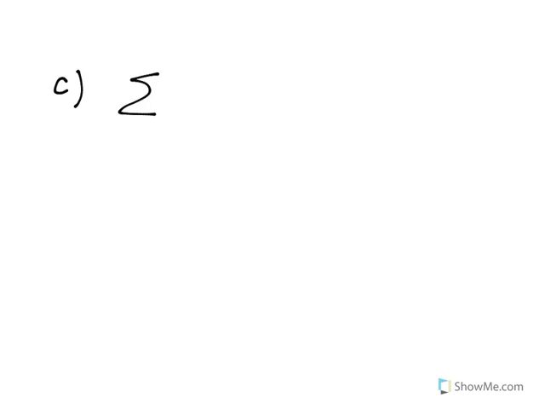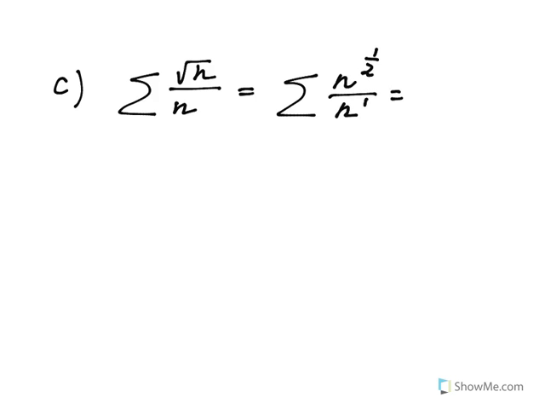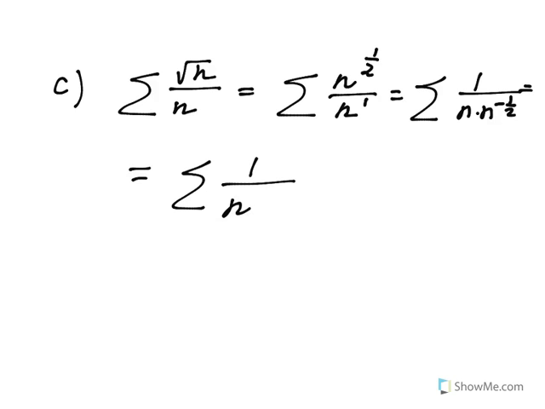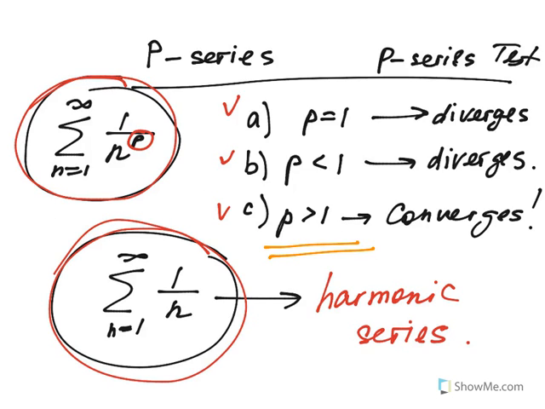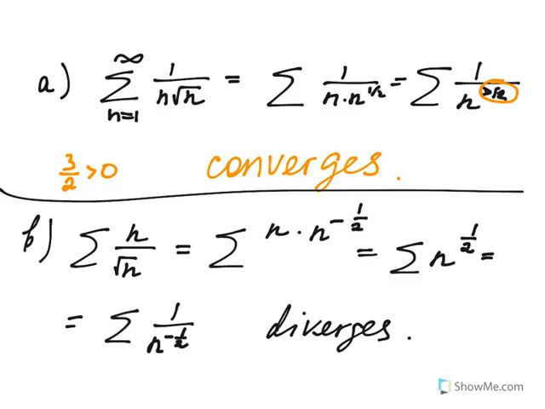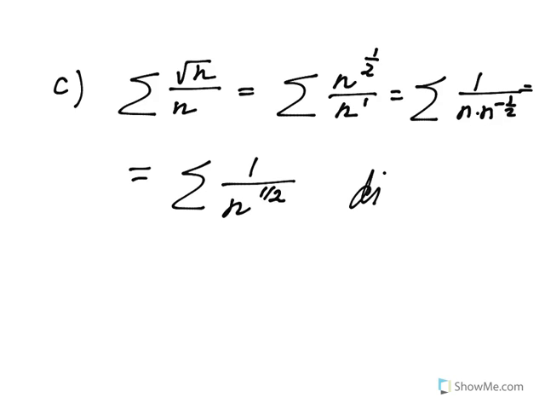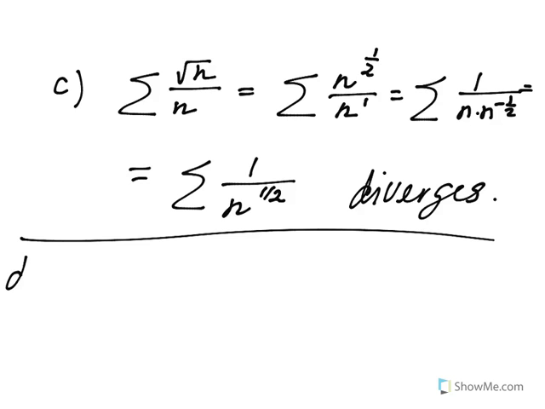Example c: the square root of n over n. That would be n to the power of 1/2 over n, which is 1 over n times n to the power of negative 1/2, which is 1 over n to the power of 1/2. And since 1/2 is less than 1, then your series diverges.